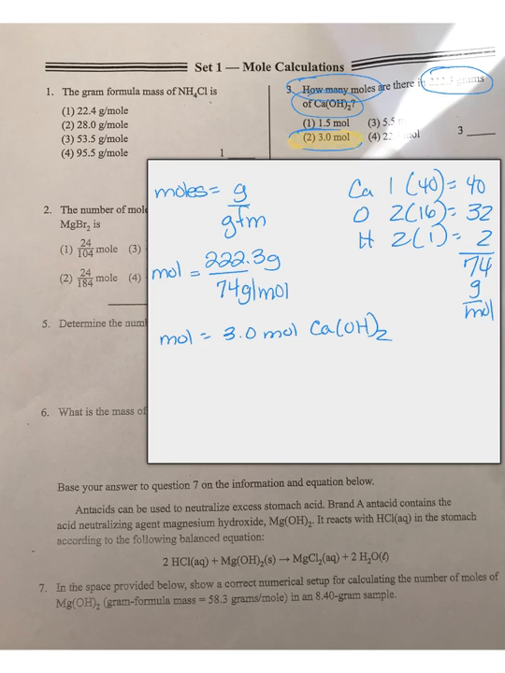Okay, next problem. All right, in this question, they're asking us what is the mass. Now, mass is another way for them to ask us for grams. So we're going to write down our formula. They gave us moles, so I know I'm going from moles to grams. So here's my gram formula mass. My moles equals grams over gram formula mass formula. It allows me to change from moles to grams or from grams to moles.